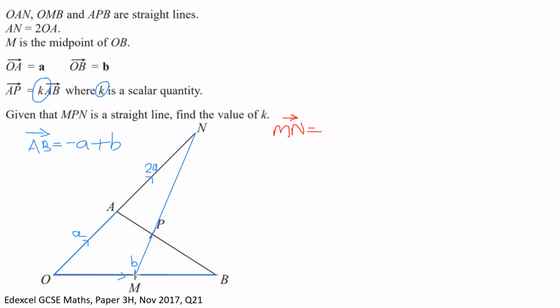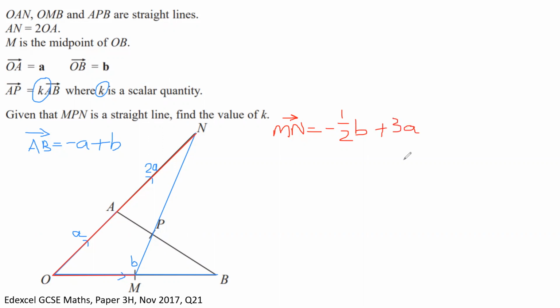Again, we can't go directly there because we don't have any of those values, but we do have values for M to O. So we know that that's half of O to B, and we're going backwards. So it's going to be minus a half B, because we're going backwards down half of B, because we know that M is the midpoint. And then we can go from O to N. Now we know that this is 1A plus 2A, so that's going to be 3A, and we're all traveling in the forwards direction along these arrows, so it's going to be plus 3A.